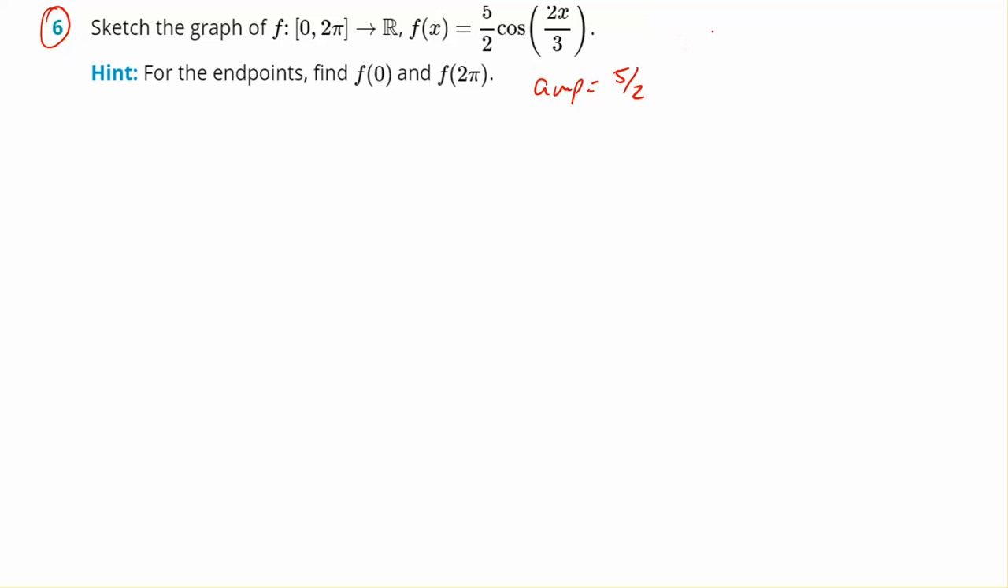And remember, the amplitude is always positive. So if you have a negative 5 over 2, it's still going to be 5 over 2 as the amplitude. So the graph is going to bounce up and down by 5 over 2.